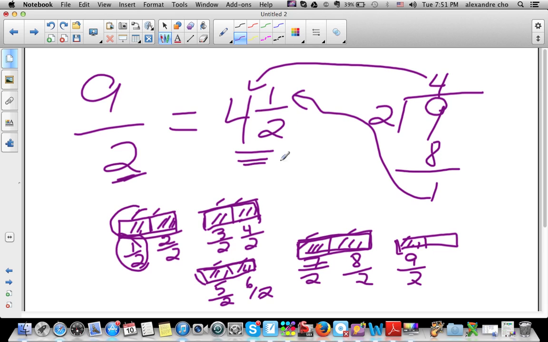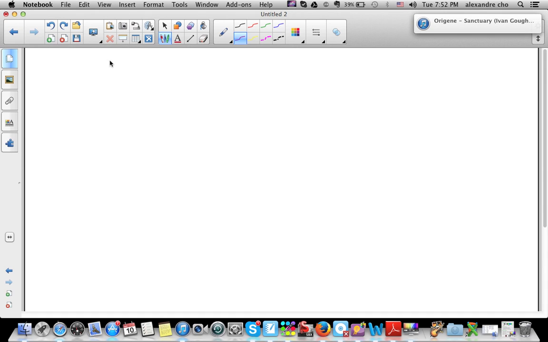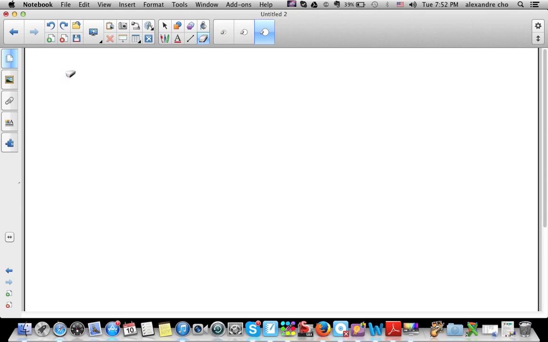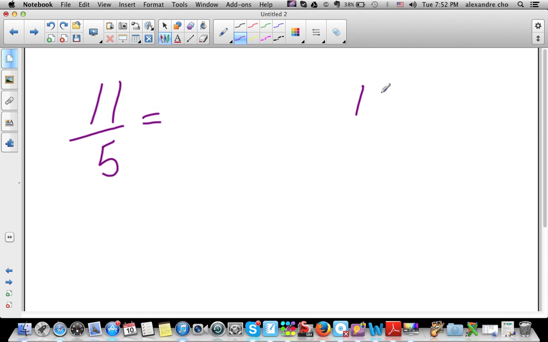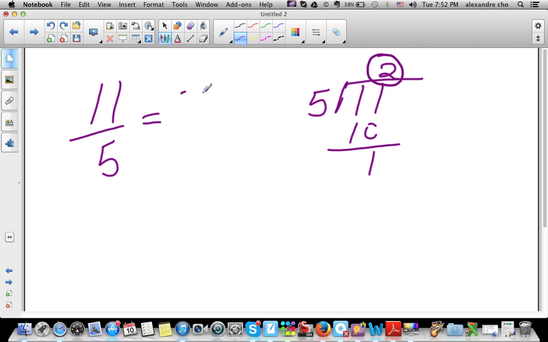Okay? I know the division is easy, but I want you to visually see what exactly that means. Let's do another one. Let's try 11 over 5, something easy. So division: 5 goes into 11 2 times, giving you 10, and you have 1 left over. So the quotient becomes your whole number, the 1 at the bottom is your numerator, and your denominator 5 stays the same.